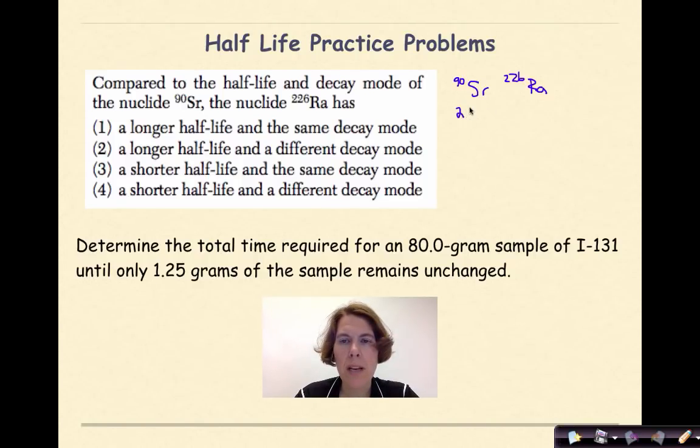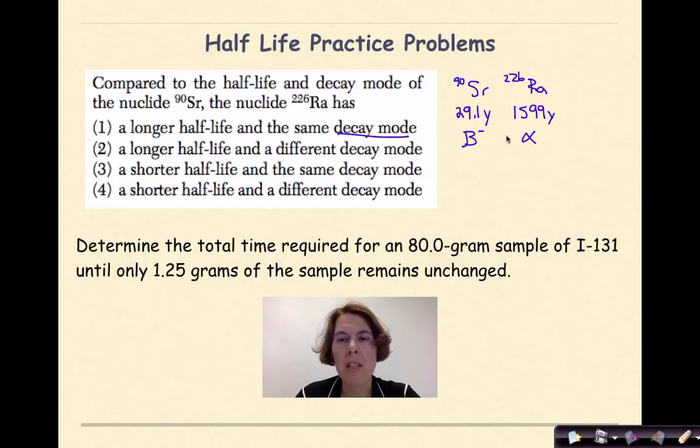So when we compare these two and we look at Table N, we find that the half-life of strontium-90 is 29.1 years, while the half-life of radium is 1,599 years. A little bit of a difference there. The other thing that we need to look at is the decay mode. Strontium-90 will undergo beta decay, so beta negative, while radium-226 will undergo alpha decay.